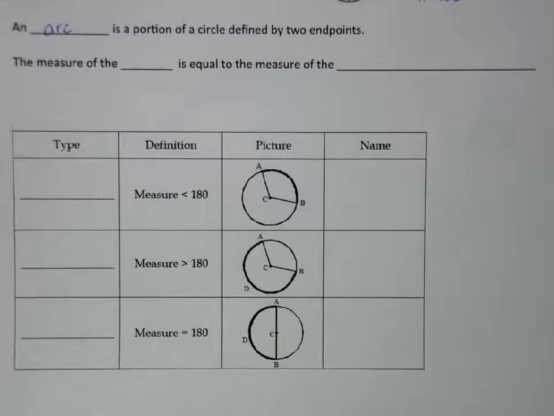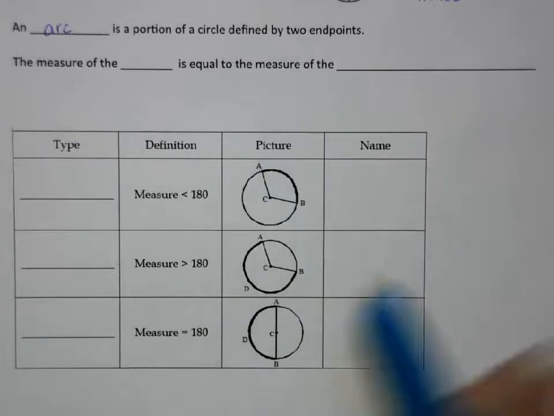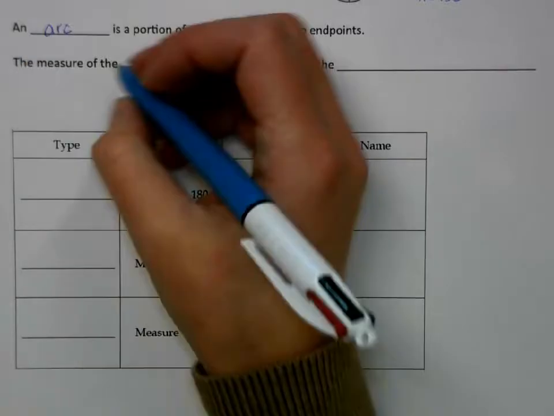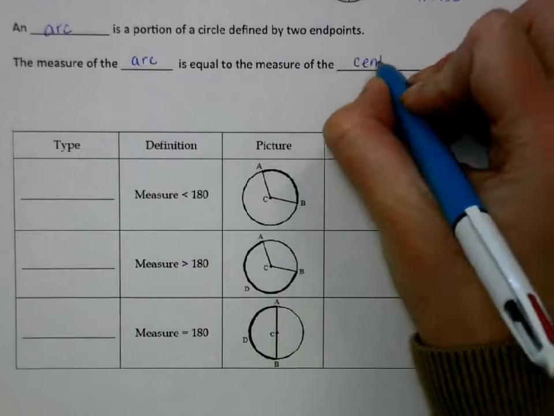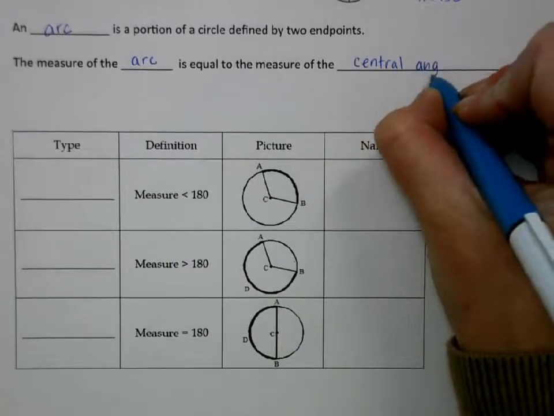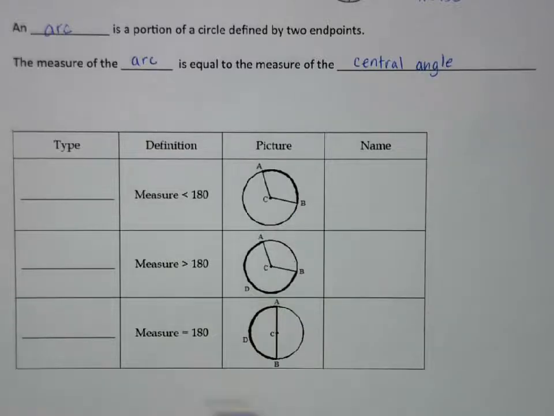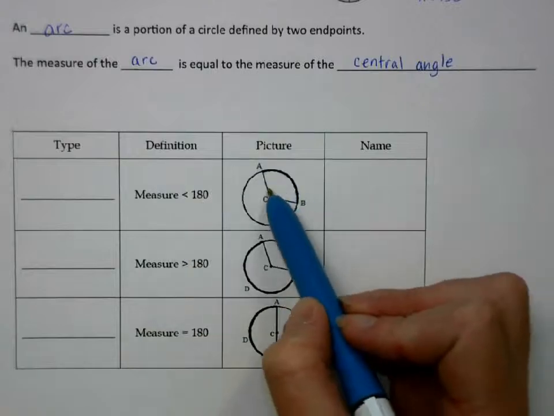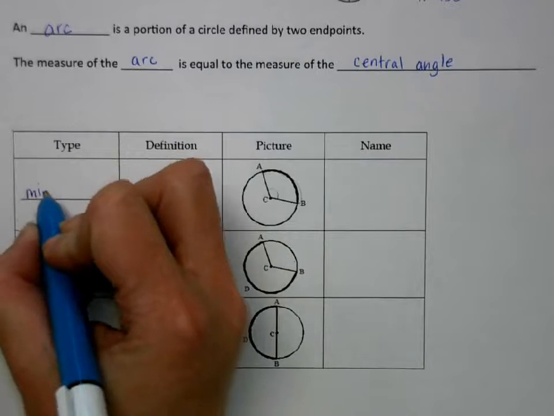Next, an arc is a portion of the circle defined by two endpoints. So it's around the circle, a certain measure. We have three different types of arcs. Actually, the measure of the arc is equal to the measure of the central angle. So whatever the central angle is, we consider the arc that is cut off by that to be the same thing. If the angle is less than 180, then this arc would be less than 180. We call that a minor arc.